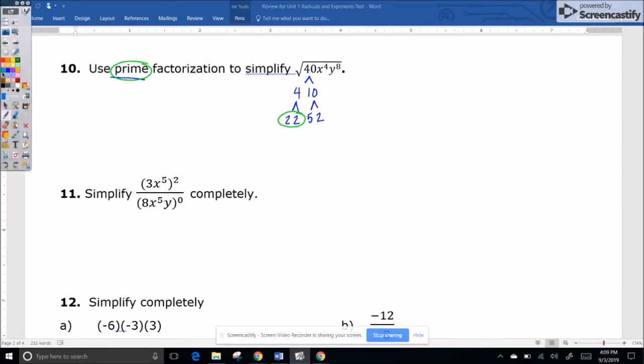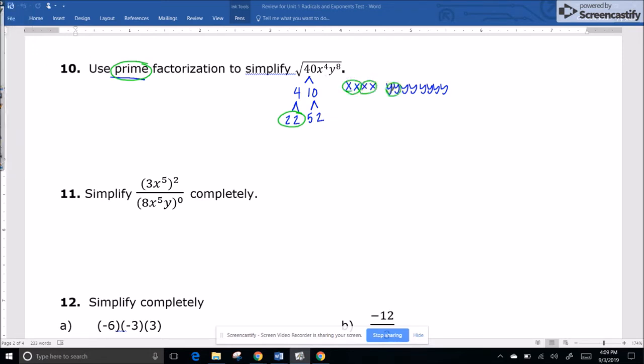I'm going to do the same thing with my variables. So I have x to the fourth, 1, 2, 3, 4, y to the eighth. So I'm looking for groups of 2 again. 1, 2, 3, 4, 5, 6. Okay, so I have a group of 2s. I have 2 groups of x's, and then I have 4 groups of y's. What I'm left over with is a 5 and a 2, and 5 times 2 is 10.